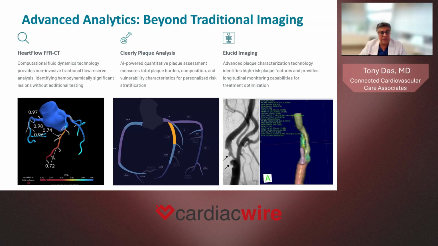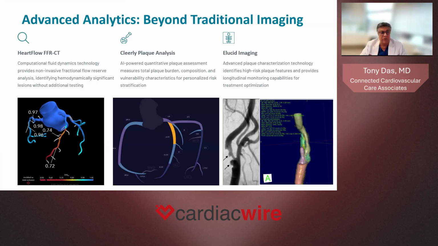There was a nice couple of examples that we saw just a few minutes ago, looking at clearly the plaque analysis program, AI powered to give plaque burden, composition of plaque, and vulnerability. These are so useful in our daily practice. And now we have 2 other imaging options as well.